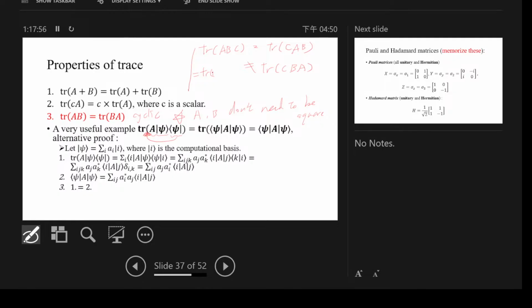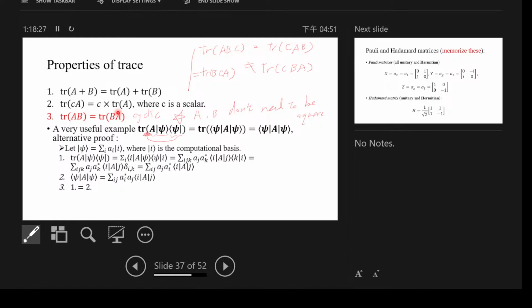You can have trace BCA. But you see that if you only do this cycling, you can only get these three combinations, and you cannot get something like CBA or ACB, etc. So be a little careful about this cyclic property of trace. And that's all the operations I want to talk about for now.